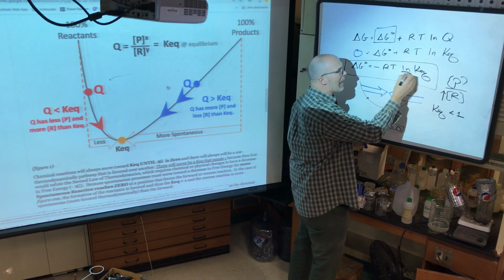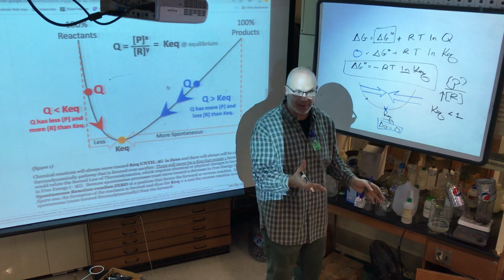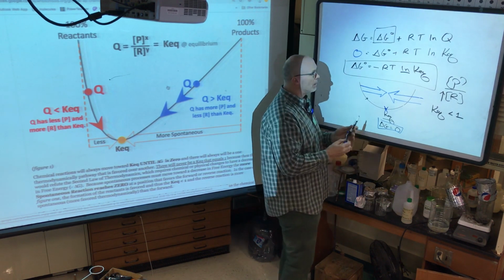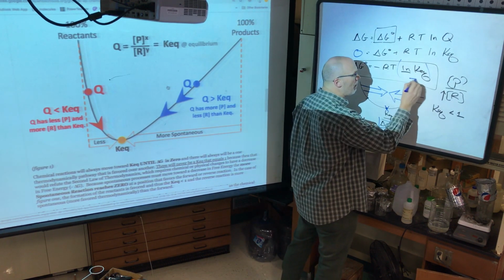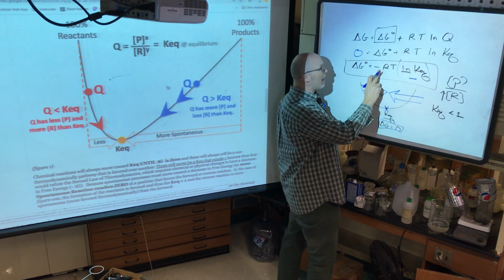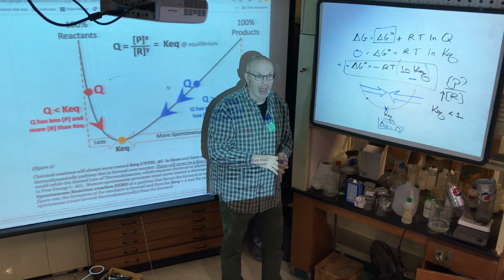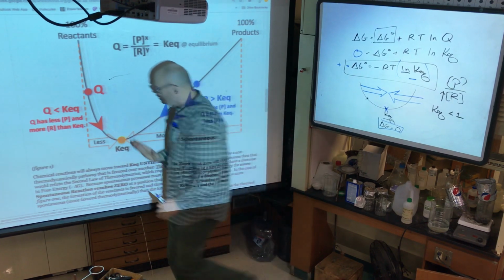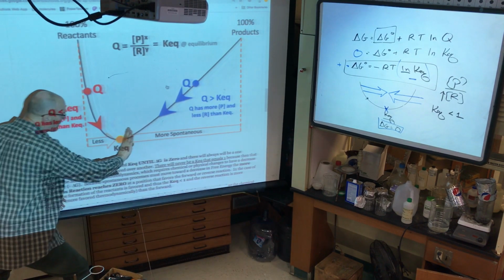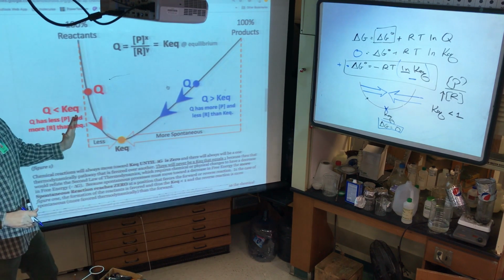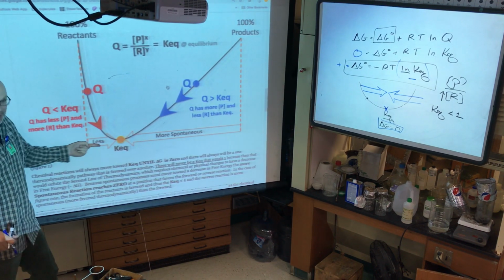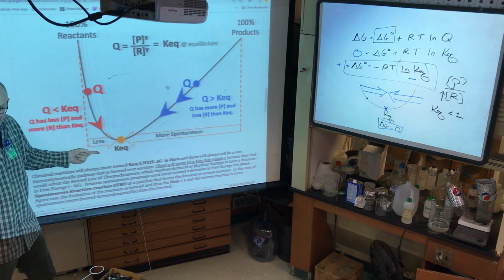1. What's the log or natural log of a number smaller than 1? What's the sign? Negative. So this becomes a negative number. Times a negative, what do you get? A positive delta G. Hey, what does that mean? If you favor an equilibrium constant, that means you barely what? You're less spontaneous. Does that make sense?